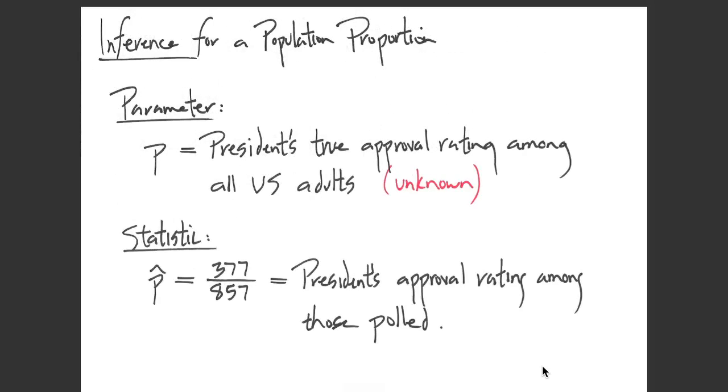Let's break it down. So, in this particular situation, there is a population parameter that we're interested in, and we're going to call that P. That would be the president's true approval rating among all U.S. adults. And that's unknown. But we do have some information about it, and that's our sample statistic, which I'm going to call P hat here. That's the 377 out of 857, the proportion among the sample, in other words, who approved of the job the president's doing. That's about that 44% we saw.